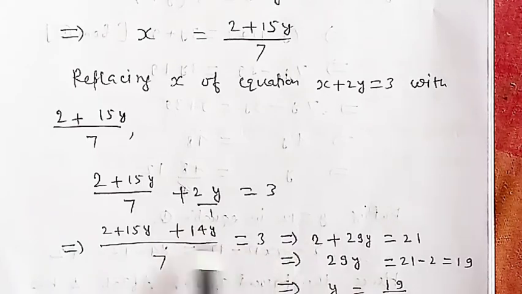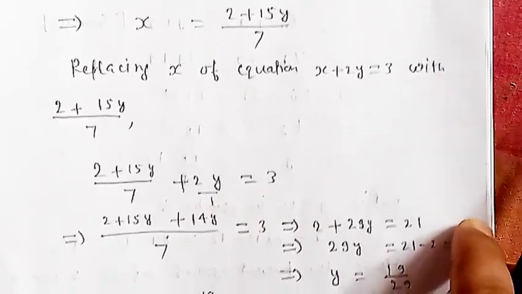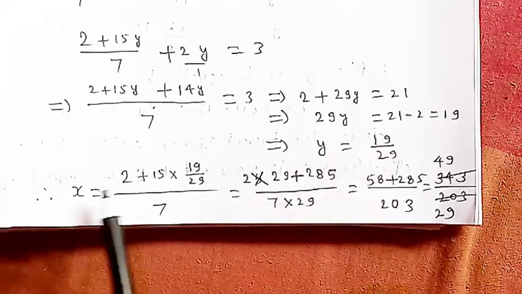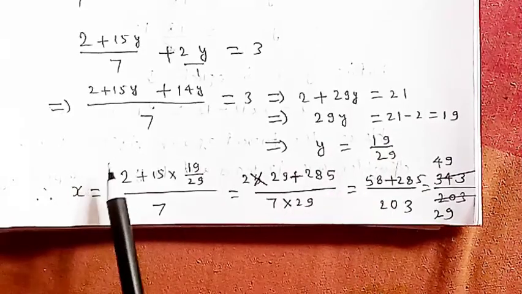From here we get 2 plus 15 plus 14, 29y. 7 into 3 is 21. This implies that 29y is equal to 21 minus 2, which is 19. So y is equal to 19 by 29.